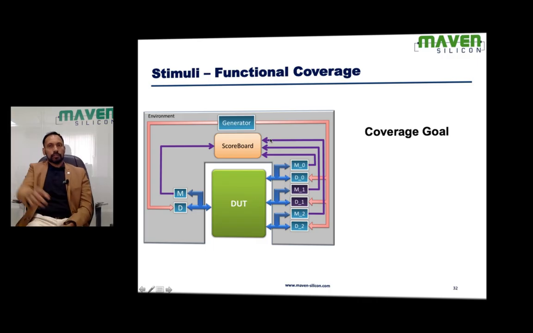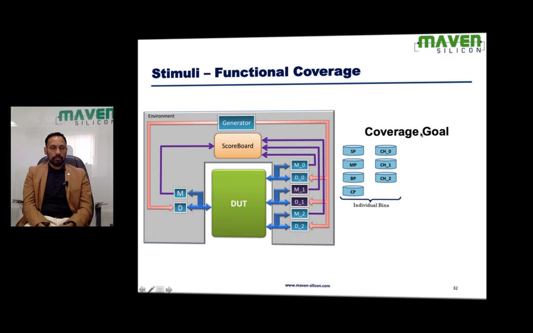Here the important thing is we need to define the coverage goal. When to stop the simulation is the question. That's where the coverage model becomes critical. Look at this coverage goal. During simulation, I am planning to generate different kinds of packets. In this case, 4 different categories. One is small packet, the other one is medium packet, the other one is big packet, the other one is corrupt packet.